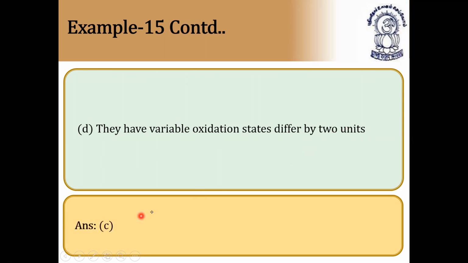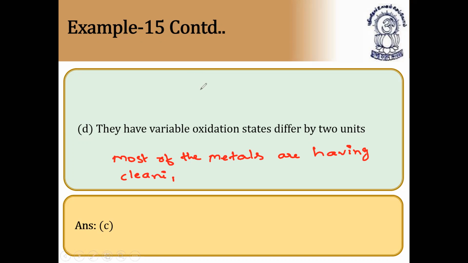So answer could be C, because they can form a good surface. Why is it C? Because metals have clean surface, on which adsorption can easily take place. Most of the metals, please note it down in your class work, most of the metals are having clean surfaces.